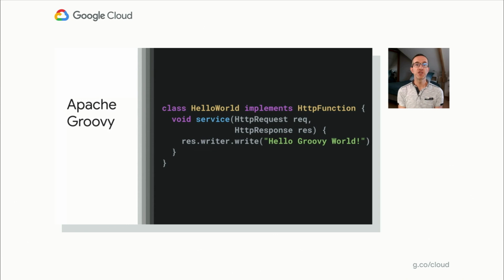So let's take an example. Here is an HTTP function example using the Apache Groovy programming language. It looks pretty similar to our Java example from earlier. Same approach, just implement the HTTP function interface and use the HTTP request and HTTP response parameters to inspect incoming requests and reply back to the calling client. That's also the same approach with background functions when you implement the background function or the raw background function interfaces. So let's see a concrete example with a demo.